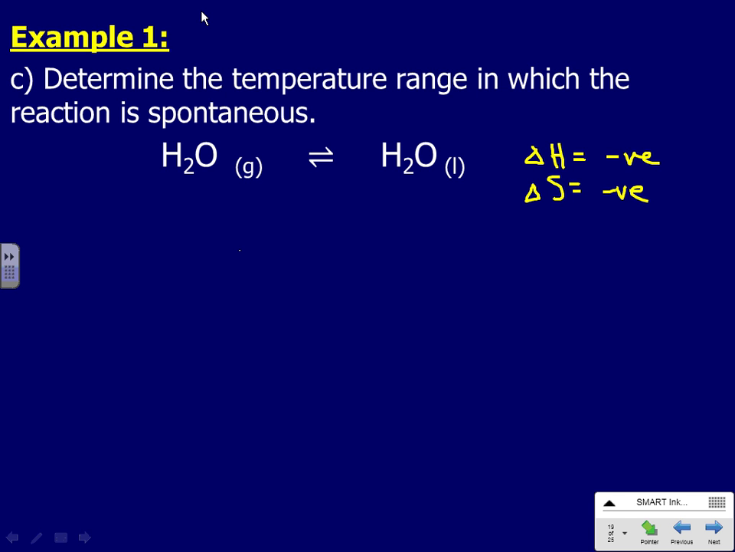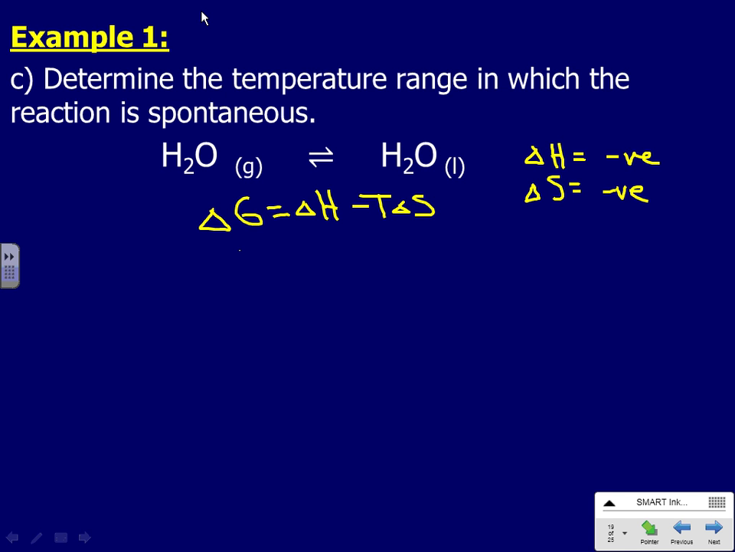And I want to know, at what temperatures will it be spontaneous? When I'm asked to answer a question like that, I'm thinking about the temperature effect: delta H minus T delta S. Now, I'm not going to do anything mathematically here. I'm just going to use some common sense and some logic. I want it to be spontaneous. I want to know what temperature range makes this reaction spontaneous.